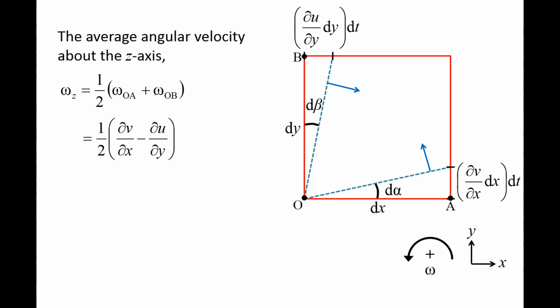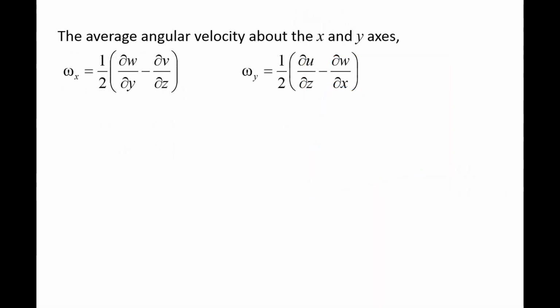So far we have only examined one plane of motion. Velocity gradients can occur for the z component of the velocity in the x and y directions as well. Additionally, the x and y components of the velocity can vary in the z direction. If we examine the angular velocity about the x-axis and y-axis as well, we would obtain similar expressions. The average rotation rate about the x-axis, omega x, is 1/2 times the quantity partial w partial y minus partial v partial z. The average rotation rate about the y-axis, omega y, is 1/2 times the quantity partial u partial z minus partial w partial x.